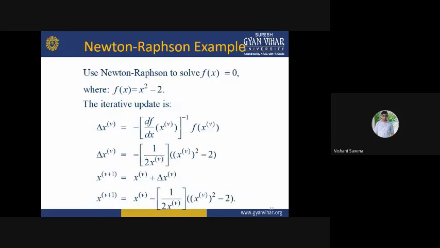Let's take an example. We are having one function f of x equal to x square minus 2, and the Newton-Raphson to solve this f of x is equal to 0. The iterative update is given to you, that is, for the first iteration, if we calculate the deviation with the given formula, which has been shown to you, let it be equation number 1.